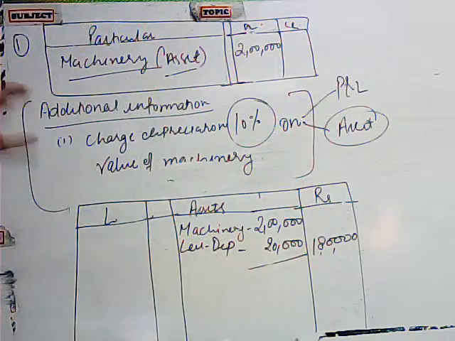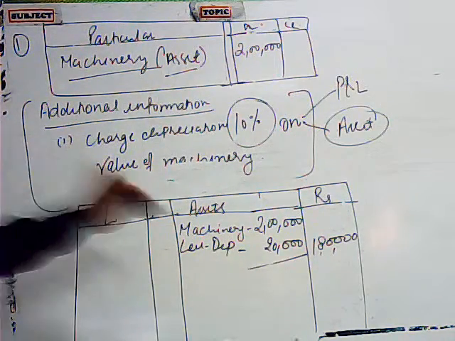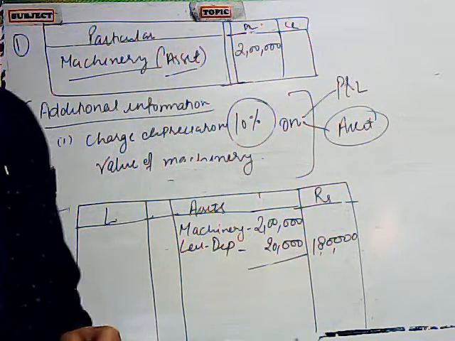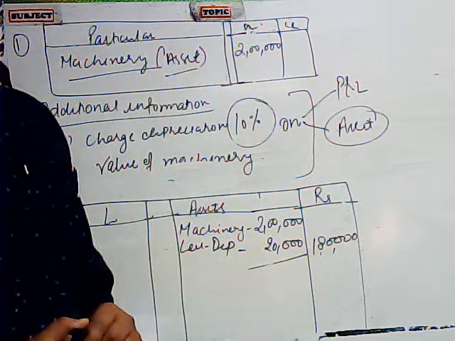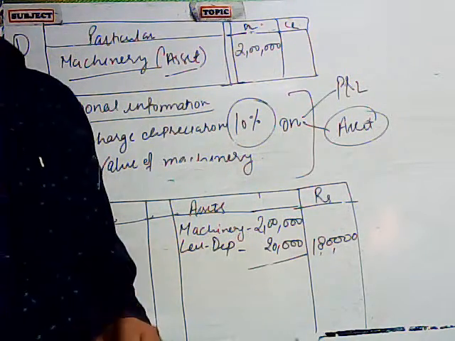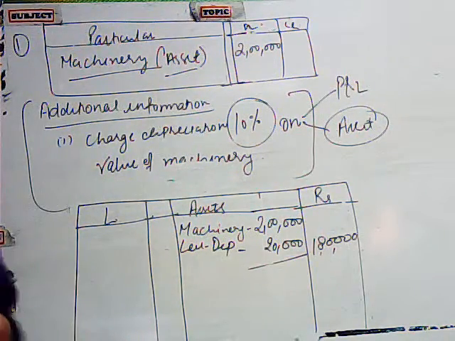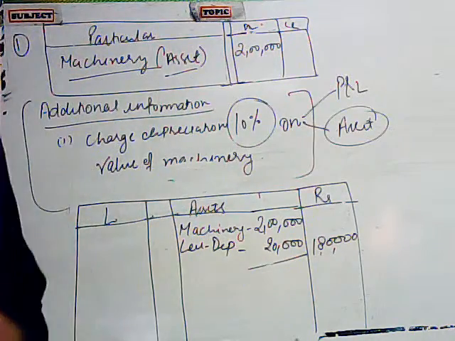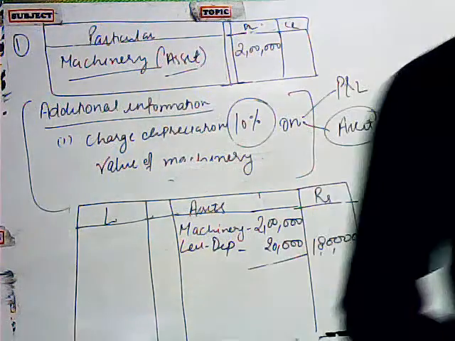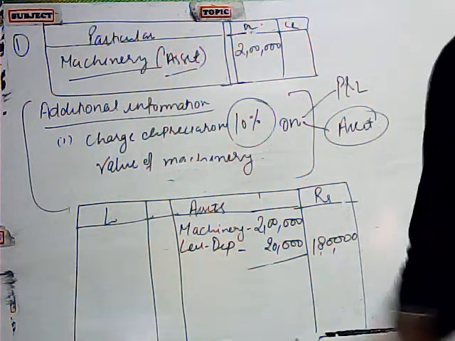This is a very simple, basic question of this chapter, showing how we have to record these transactions. Clear? Very good. So class, if you are creating a depreciation, you can record it this way.